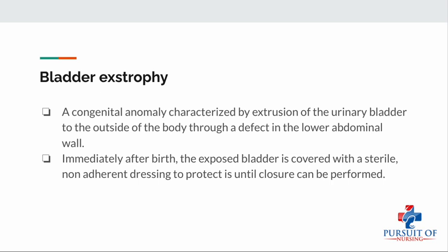So bladder exstrophy, it's a congenital anomaly characterized by extrusion of the urinary bladder to the outside of the body through a defect in the lower abdominal wall. So immediately after birth, the exposed bladder is covered with a sterile, non-adherent dressing to protect it until closure can be performed. So again, bladder exstrophy is often associated with epispadias, and vesicoureteral reflux, where the urine flows back up into the ureters. Initial surgery often occurs within the first few days of life for bladder exstrophy.